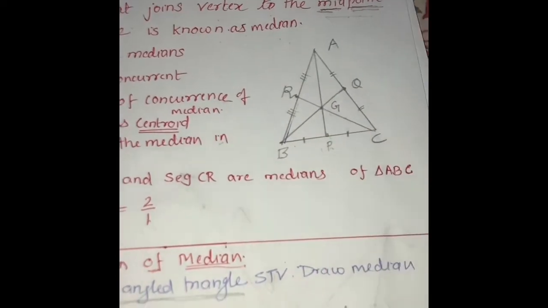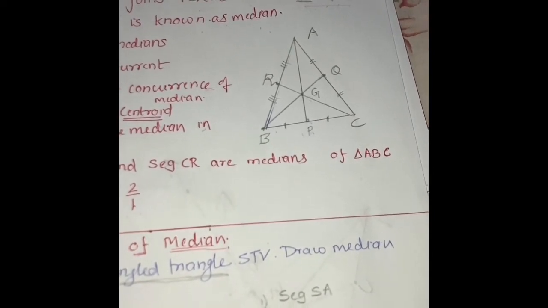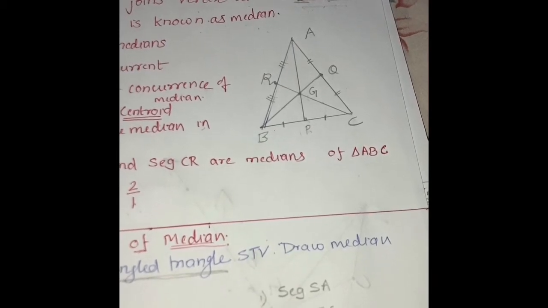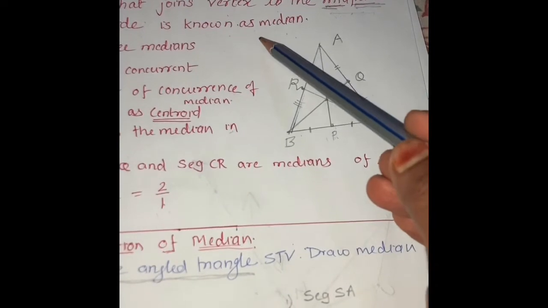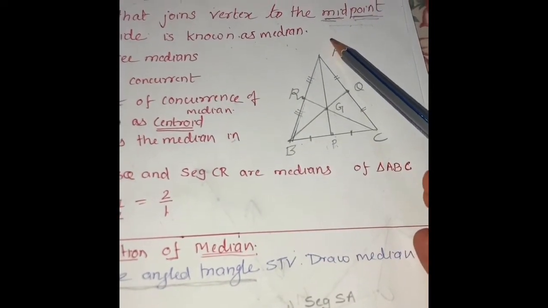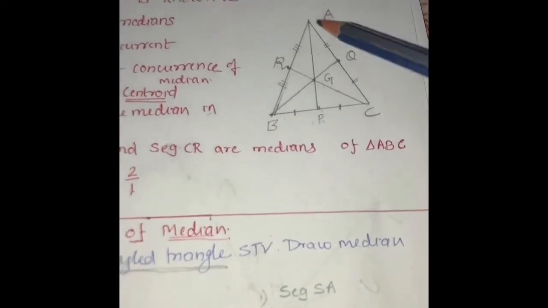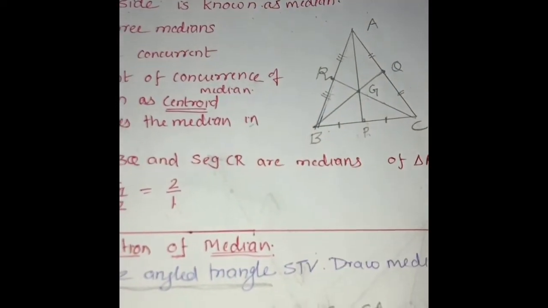Median means immediately midpoint आपके दिमाग में आ जाना चाहिए. People generally get confused between median, altitude, angle bisector, perpendicular bisector, all these things. So to remember median, just remember that M for median, M for midpoint. In median, midpoint must come. So this is the definition of a median.